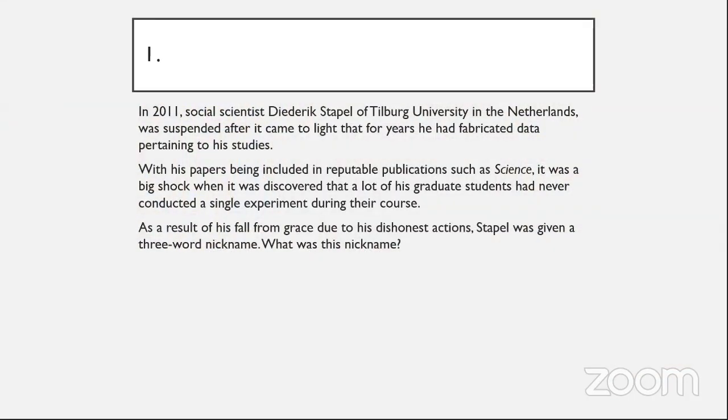In 2011, social scientist Diederik Stapel of Tilburg University in Netherlands was suspended after it came to light that for years he had fabricated data pertaining to his studies. With his papers being included in reputable publications such as Science, it was a big shock when it was discovered that a lot of his graduate students had never conducted a single experiment during their course. As a result of his fall from grace due to his dishonest actions, Stapel was given a 3-word nickname. What was this nickname?